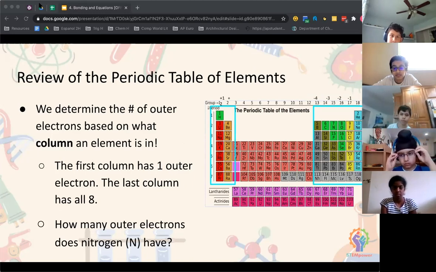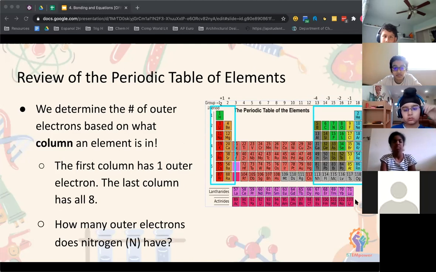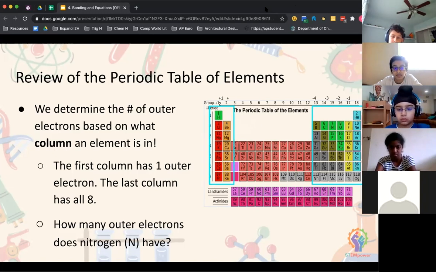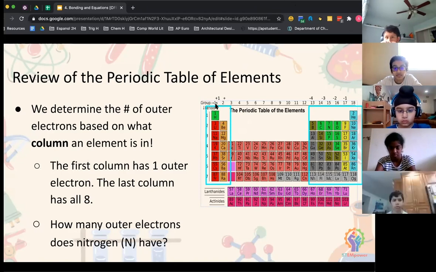All right, and so here's a quick review of the periodic table of elements, which we learned about a few weeks ago. We can determine the number of outer electrons based on which column an element is in. The first column will have 1 outer electron, and then the last column will have 8 outer electrons. We usually skip the transition metals, but skipping them, we can see that the last digit is how many outer electrons they have. So here we have 1, 1 and 2, so 1 outer electron, 2 outer electrons, and then we skip to 3, 4, 5, 6, 7, and 8.